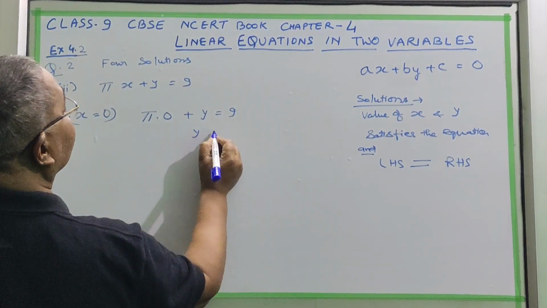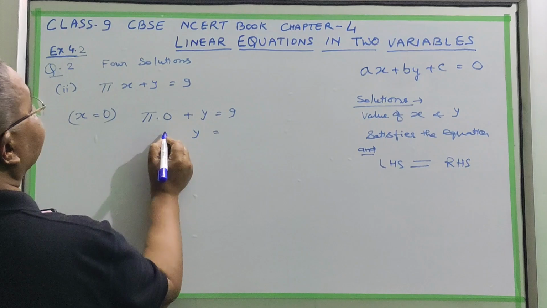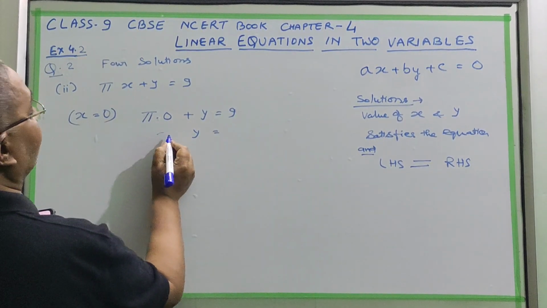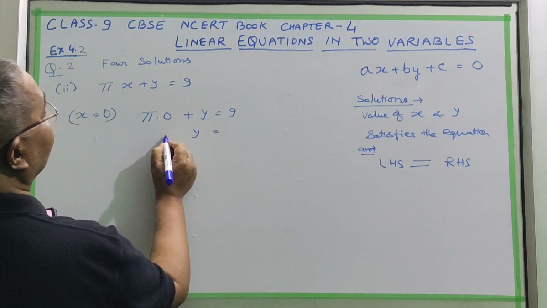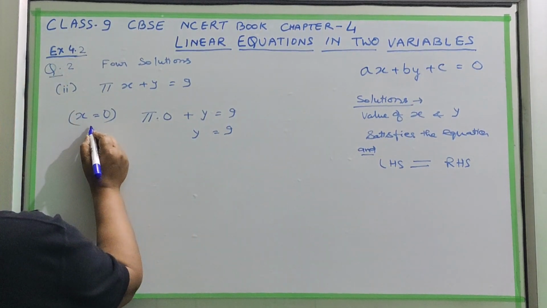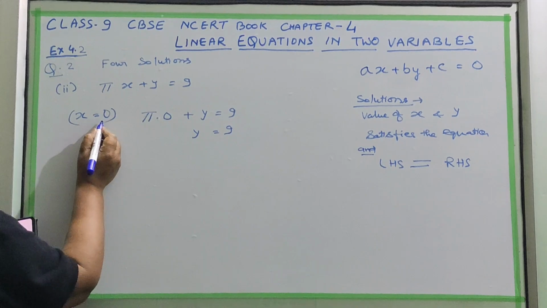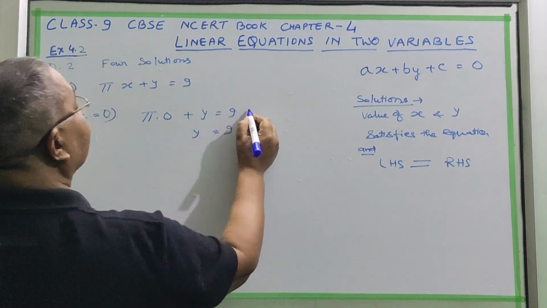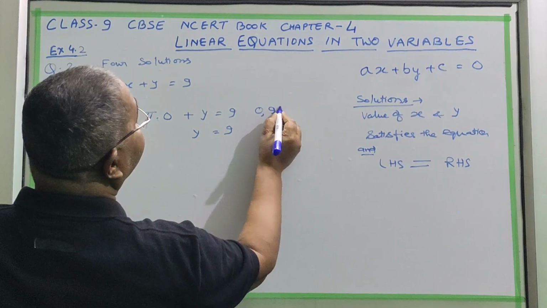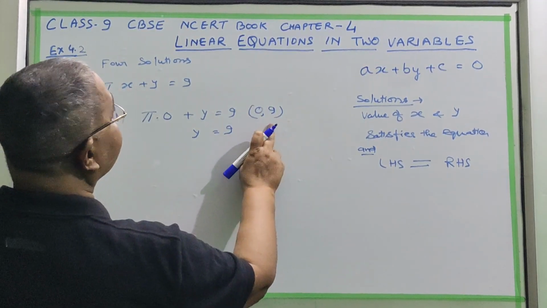So y equal to, this will make it 0. When pi is multiplied by 0, it becomes 0. And 0 we need not write. So y equal to 9. So what will be the solution here? If you take x equal to 0, your solution will be 0 and 9. 0 and 9 is your solution.